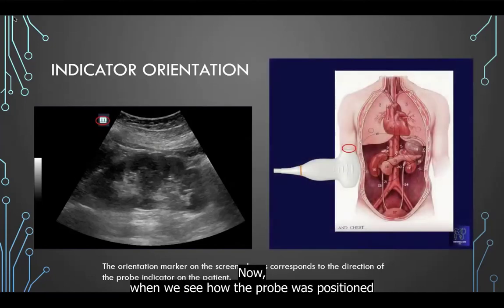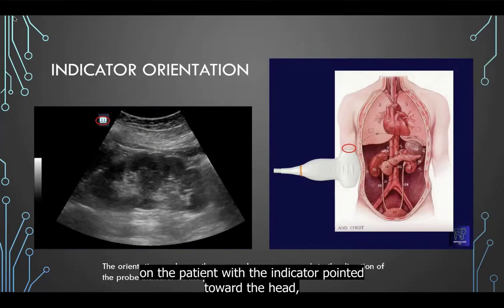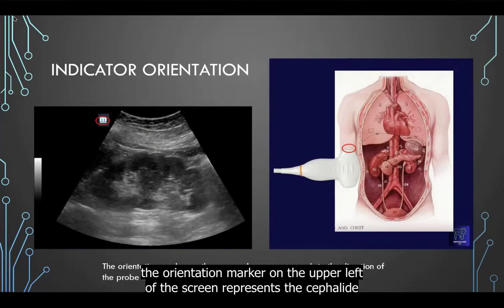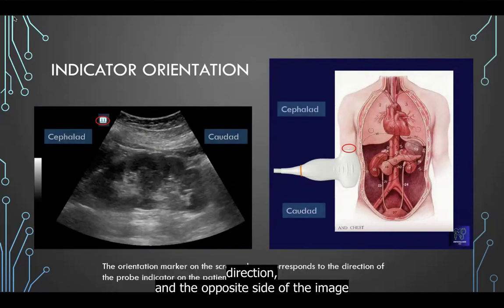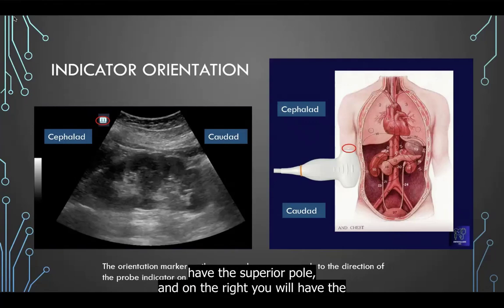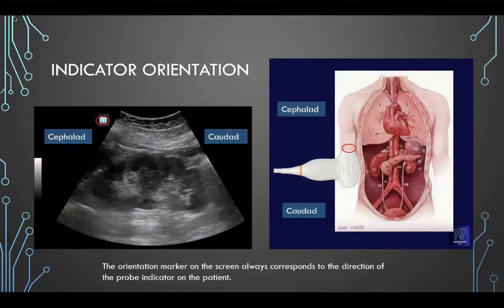Now, when we see how the probe was positioned on the patient with the indicator pointed toward the head, the orientation marker on the upper left of the screen represents the cephalad direction, and the opposite side of the image represents the caudad. Therefore, on the left side of the screen, you will have the superior pole, and on the right, you will have the inferior pole.